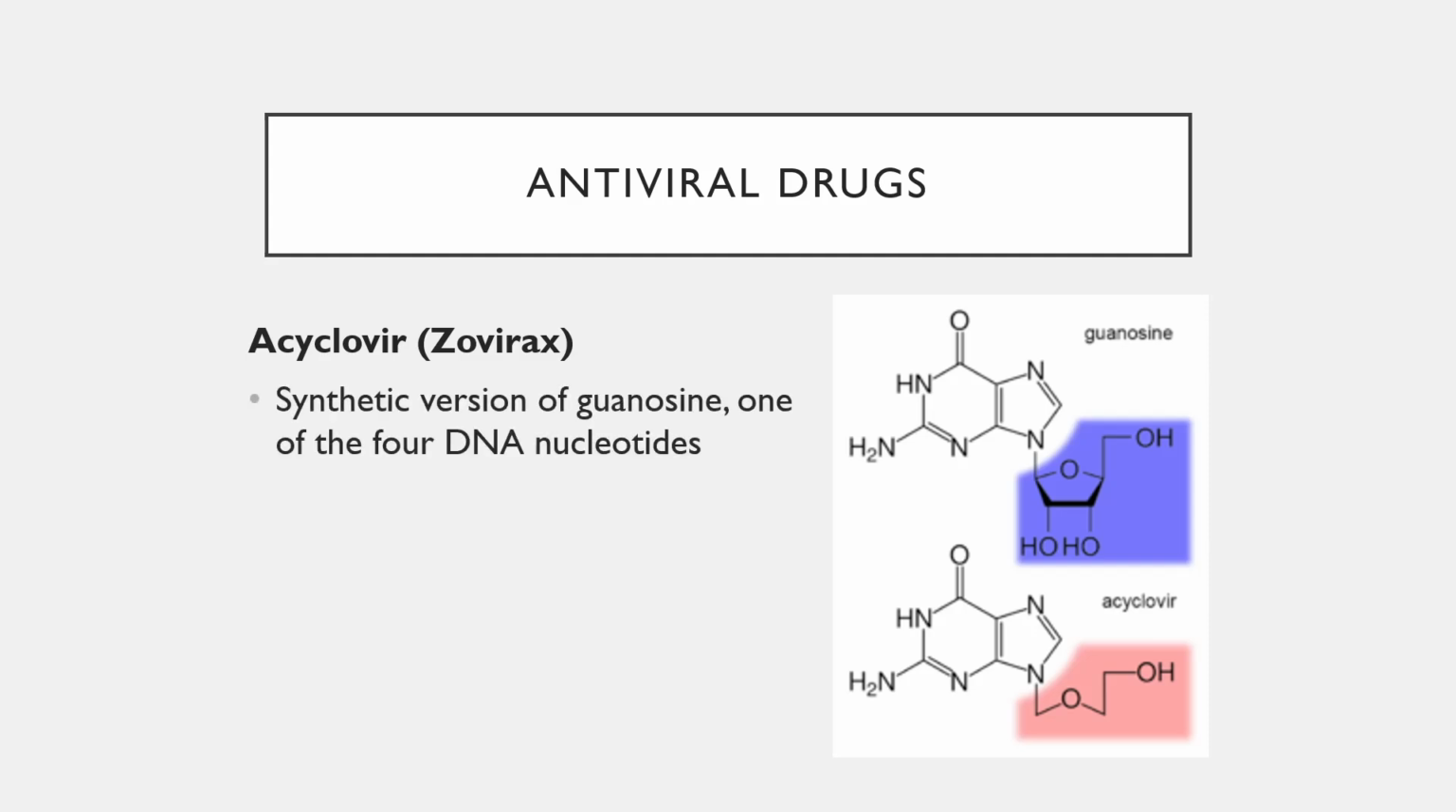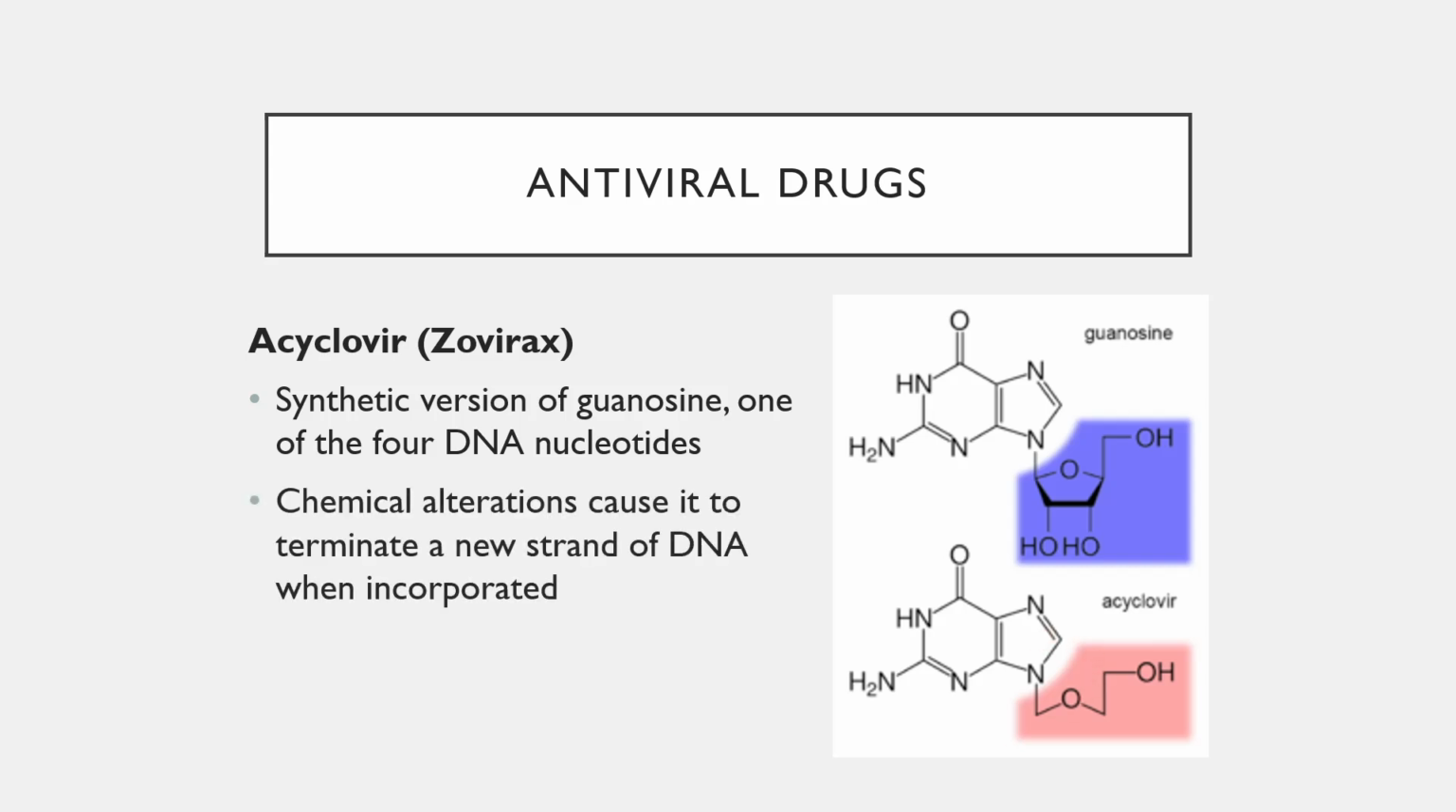So acyclovir or Zovirax is a drug that structurally is a synthetic version of guanosine, which is one of the 4 DNA nucleotides. We can see guanosine up here, and we can see acyclovir down here, the structure of which is similar, but it's missing a component of the normal guanine structure. There are chemical alterations to this particular synthetic nucleotide that cause it to terminate a new strand of DNA when it is incorporated. So essentially, it shuts down the production of new strands of DNA for these viruses.